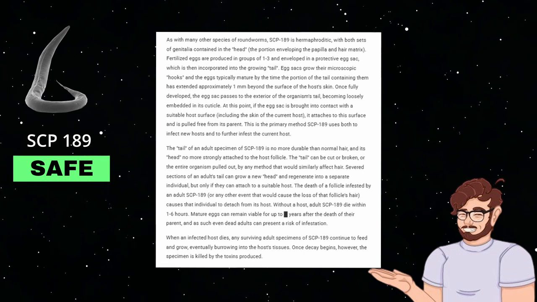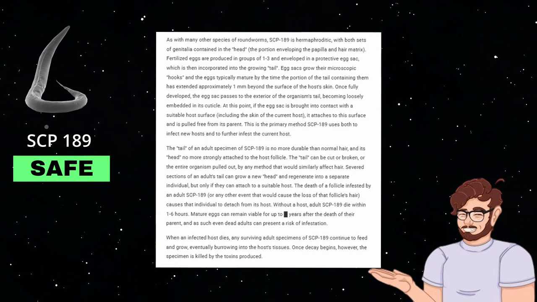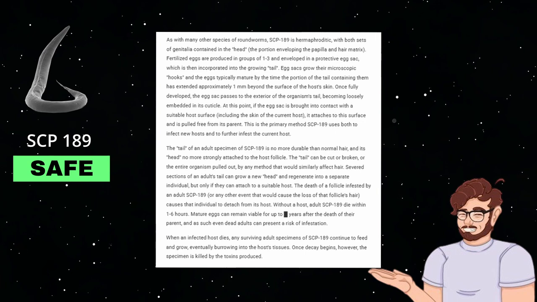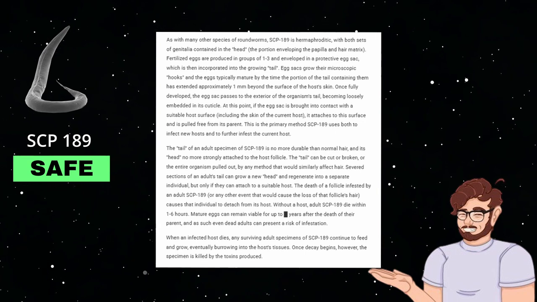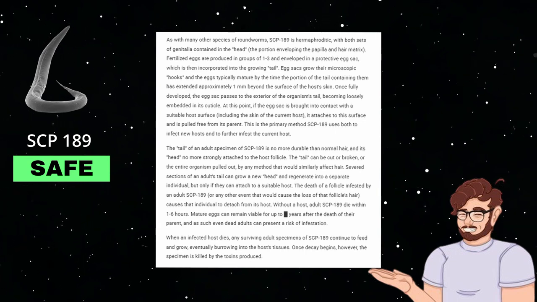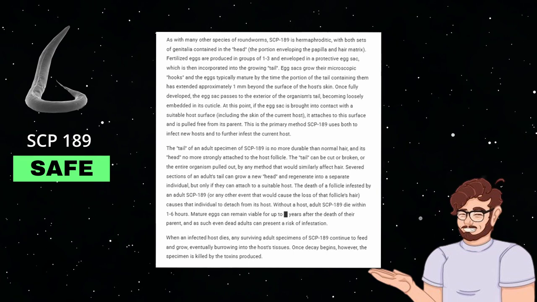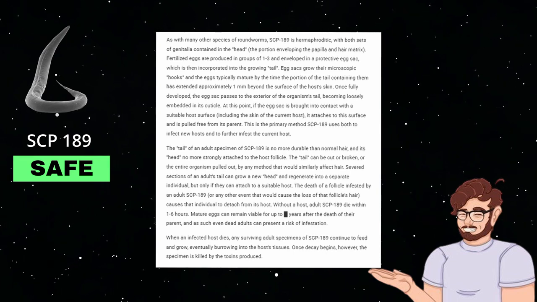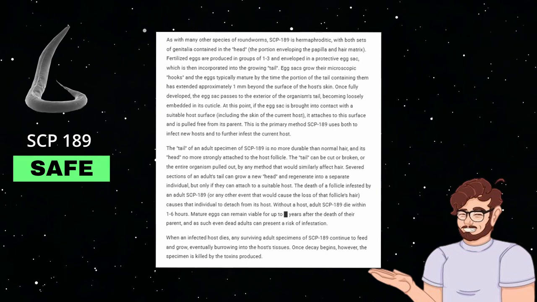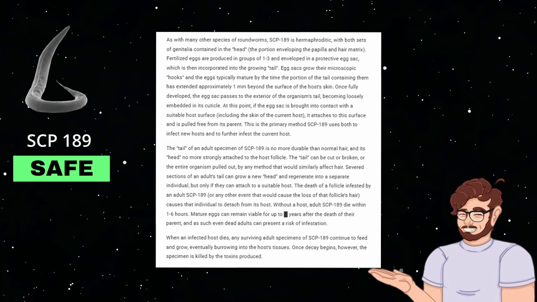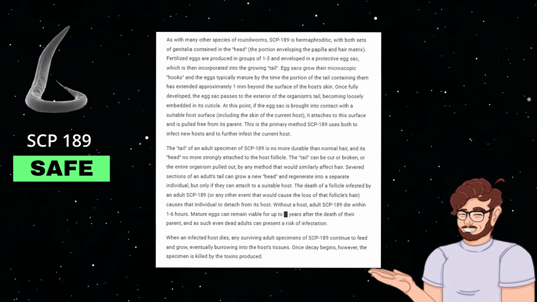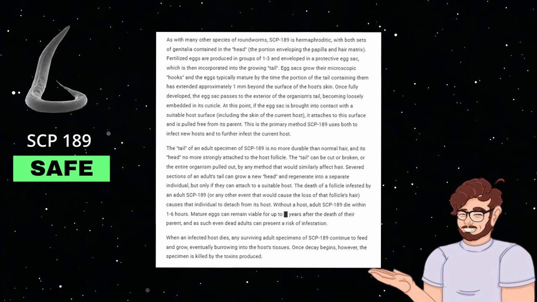The death of a follicle infested by an adult 189, or any other event that would cause the loss of that follicle's hair, causes the individual to detach from its host. Without a host, 189 will die within 1 to 6 hours. Mature eggs can remain viable up to redacted years after the death of their parent, and as such, even dead adults can present a risk of infection.